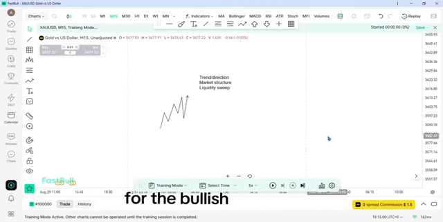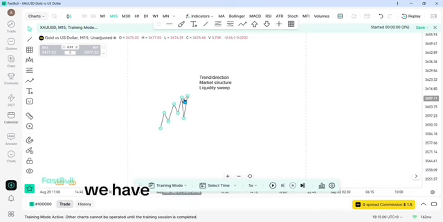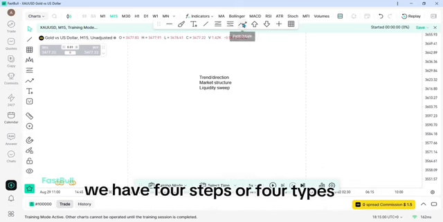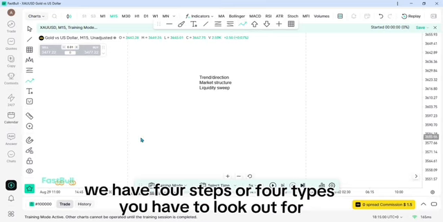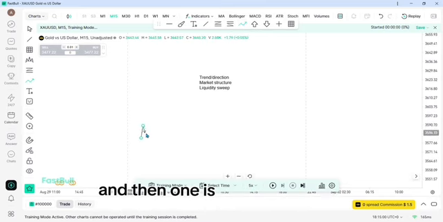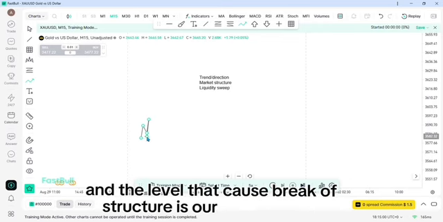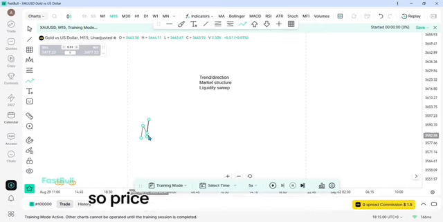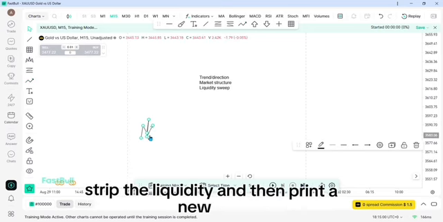For the bullish scenario, we have 4 types you have to look out for. The first is when price creates a break of structure, and the level that caused the break of structure is our liquidity zone. So price must come to that level, strip the liquidity, and then print a new high.